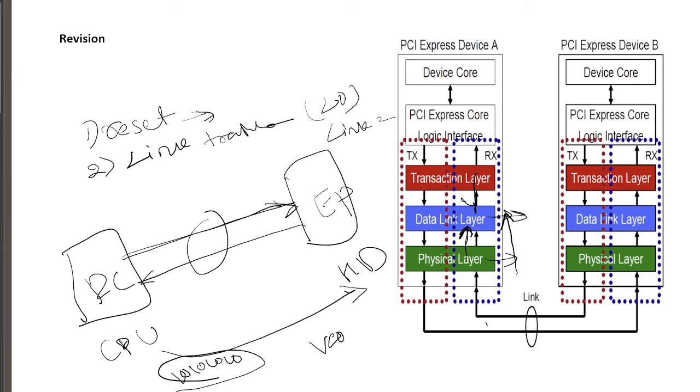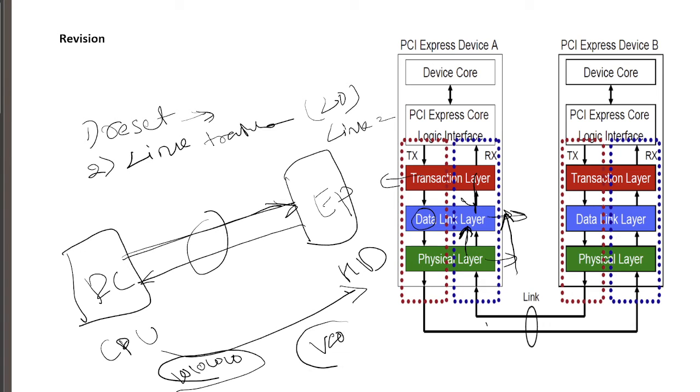Once initialization is done, only then can you send the actual data from the transaction layer. Actual data means packets. Only once initialization is done will the data link layer accept those packets. The transaction layer will automatically create packets, but they won't be sent. Once initialization is done, only then will it start sending the packets.